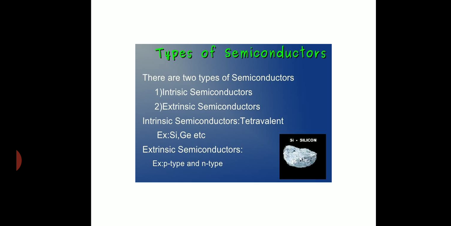So there are two types of semiconductors. One is intrinsic semiconductor and the second one is extrinsic semiconductor. In intrinsic semiconductor, it is having tetravalent property, for example silicon and germanium. It is in the pure form. Extrinsic semiconductor, so pentavalent. P type and N type are the examples. It is not in the pure form.